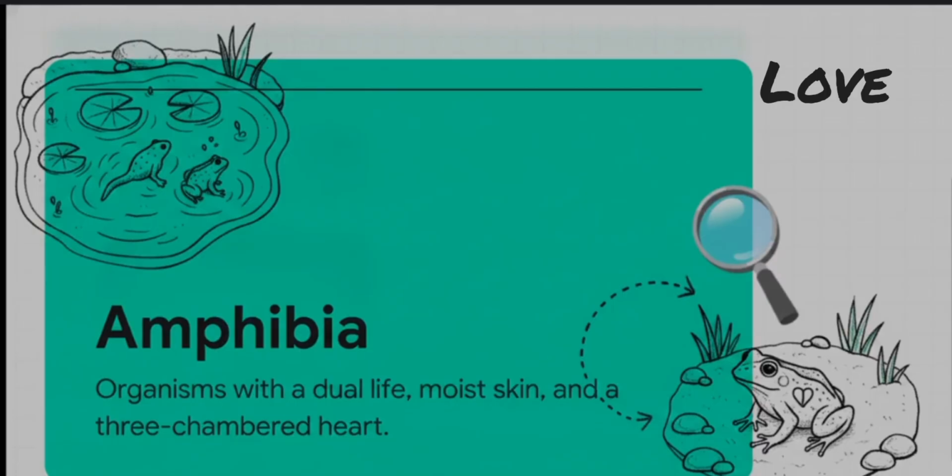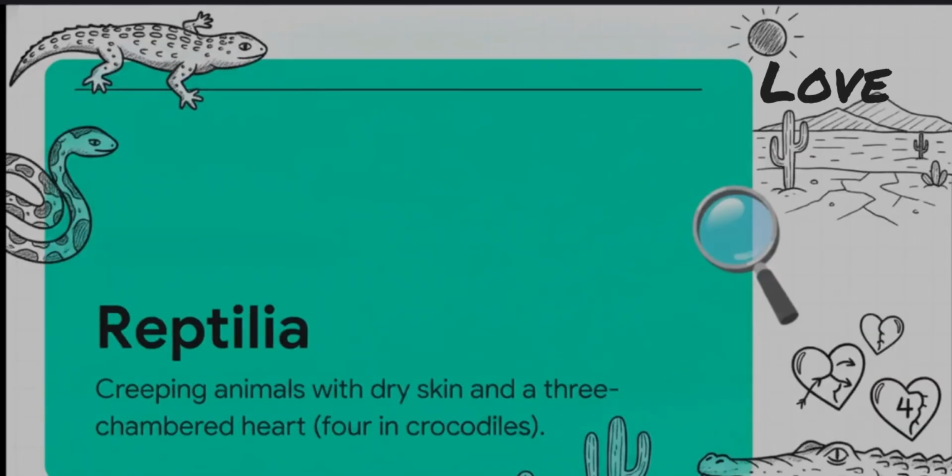They live a true dual life. They absolutely require water for reproduction, but they can live comfortably on land as adults. They rely on their moist skin for respiration and, crucially, feature a 3-chambered heart. That's a huge, vital upgrade from the simple 2-chambered hearts of fish. Then we have reptilia, the creeping and crawling animals.